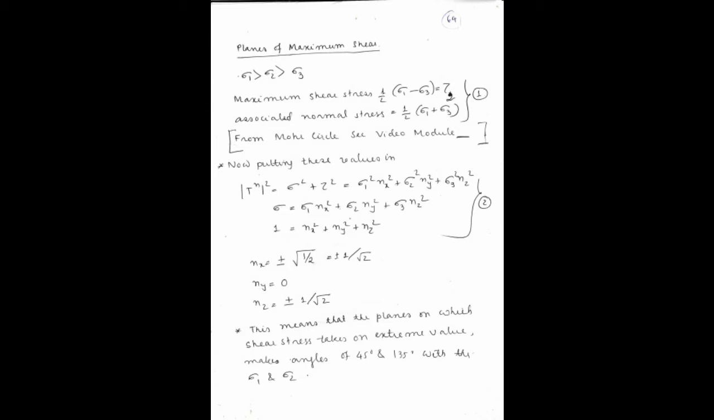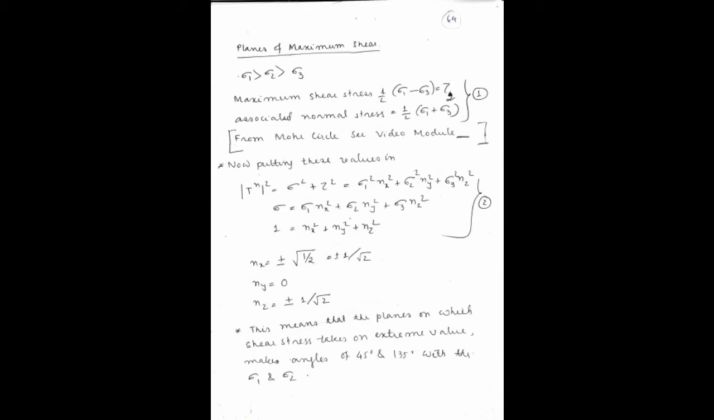Tn square equal to sigma square plus tau square equal to sigma 1 square nx square plus sigma 2 square ny square plus sigma 3 square nz square. So this is the same expression but written in a different form. Sigma, which is normal stress, is equal to sigma 1 nx square plus sigma 2 ny square plus sigma 3 nz square. And the last expression, 1 equal to nx square plus ny square plus nz square, is known because these are direction cosines.